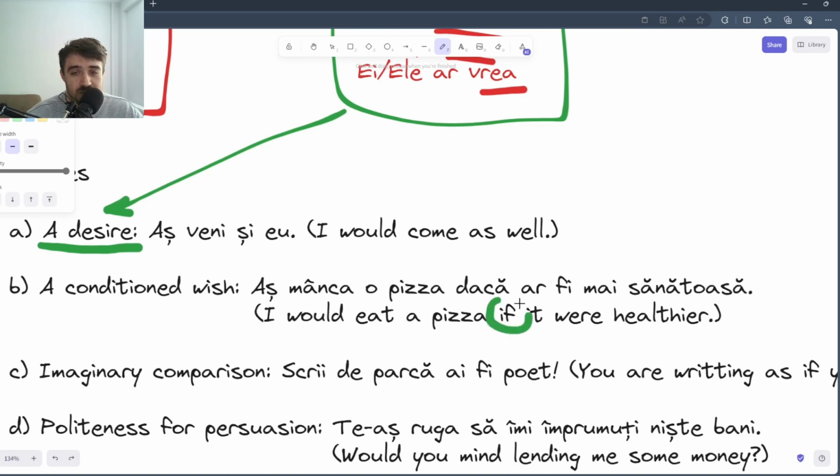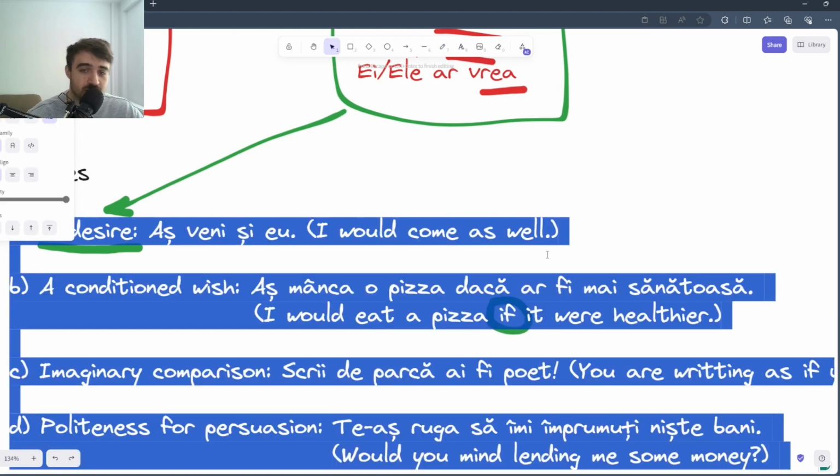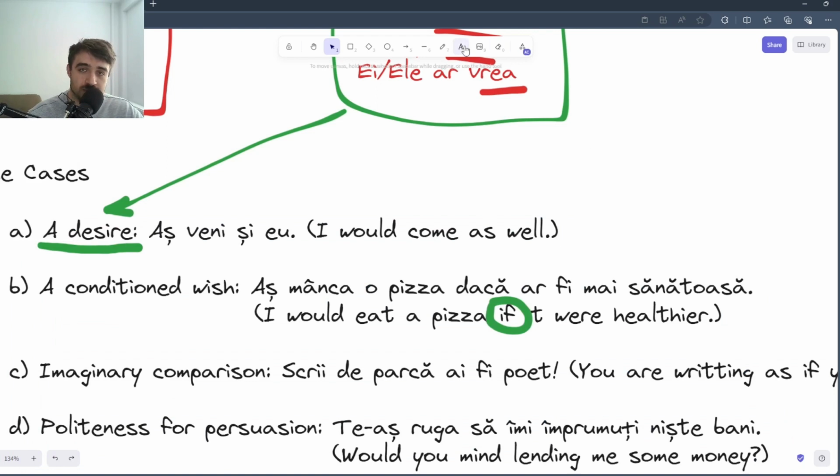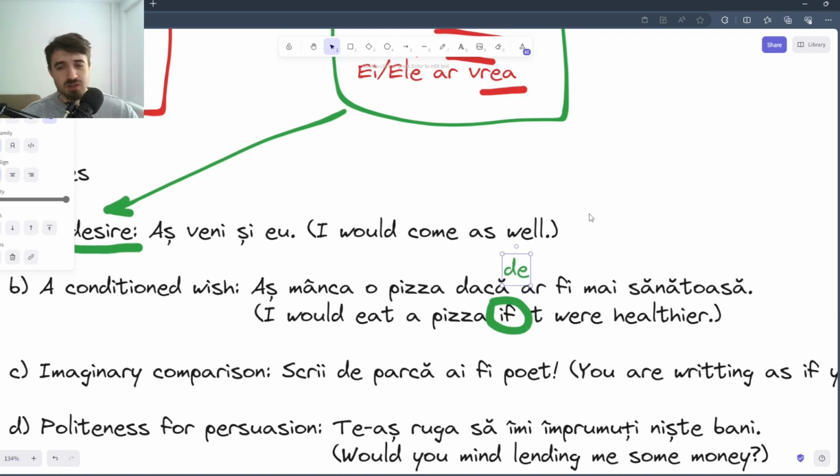And you need an if, which in Romanian is obviously dacă, but sometimes you might see de instead. There is another one that we will see in a second. So de or dacă. You will hear de, but less frequently. Dacă is the main one, for sure.